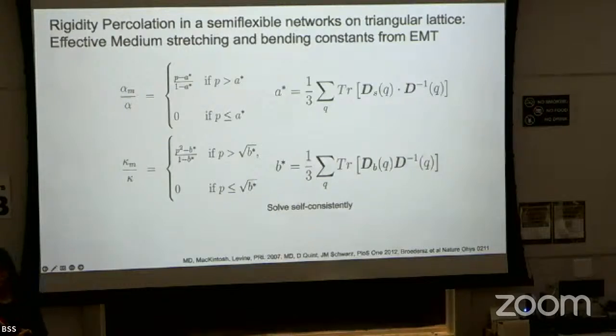Questions or comments? Yes. Yeah. B star also depends on the geometry of the lattice, but it's telling us how the geometry of the lattice is going to contribute to the effective bending at a hinge. Yeah, because that's B star, the contribution of the geometry to bending, right? The fact that this is all part of a network, and A star is the contribution to stretching.